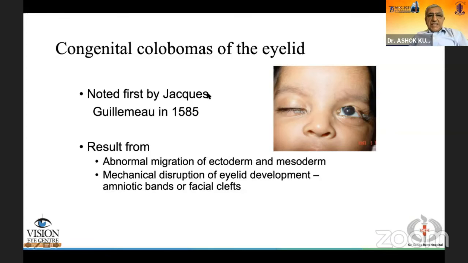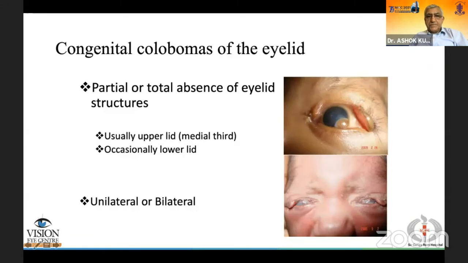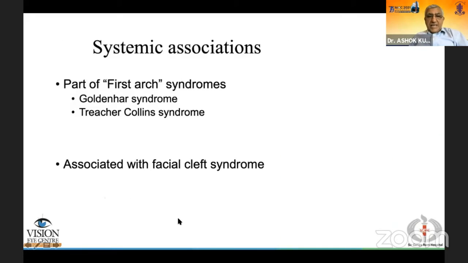Congenital colobomas of the eyelids have been described over 5 centuries ago, and may be the result of abnormal migration of ectoderm and mesodermal tissues of the face. However, mechanical disruption of eyelid development by amniotic bands or various facial clefts may also be responsible. These colobomas imply either partial or total absence of eyelid structures. More often, the upper lid is involved, and in that case, medial third is usually affected, but almost 1/3 cases are involving the lower eyelid. These may be unilateral or bilateral.